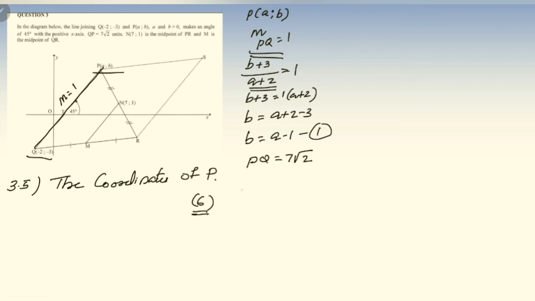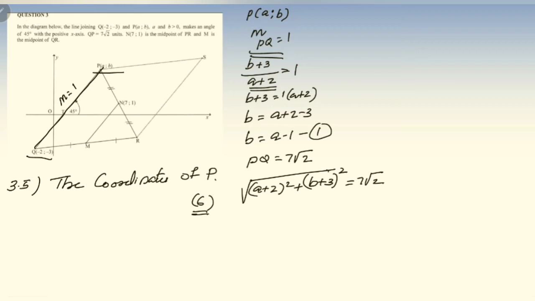What is PQ? You know that it is the square root of the endpoints P and Q: x2 minus x1, that is A plus 2, whole square, plus y2 minus y1, that is B plus 3, whole square. That is PQ equal to 7 root 2. See, here also A and B come in.